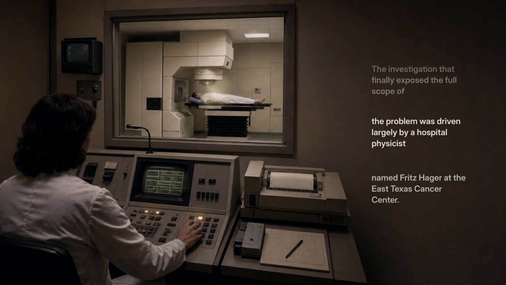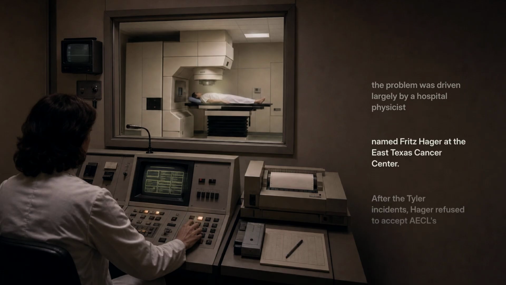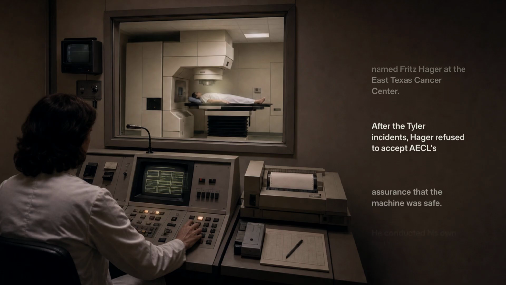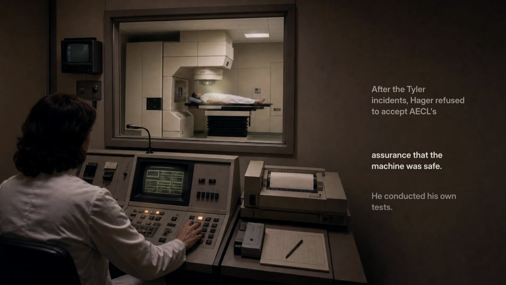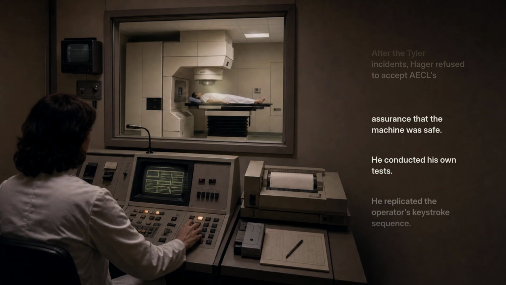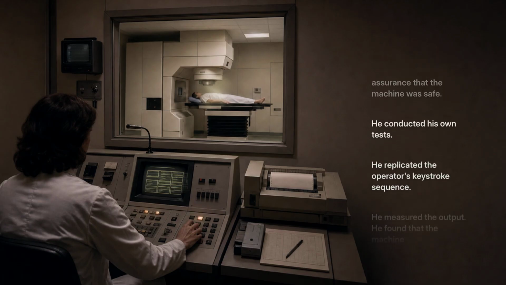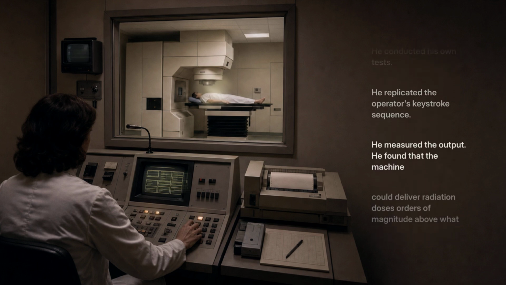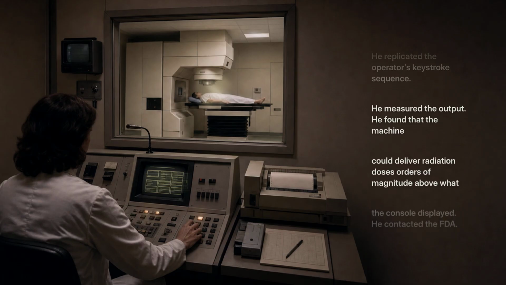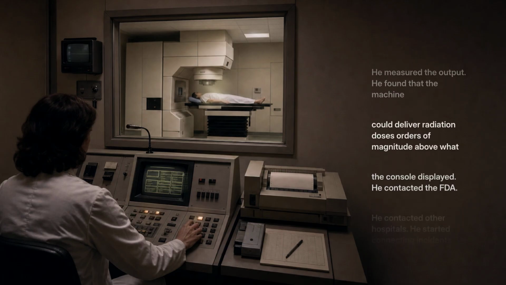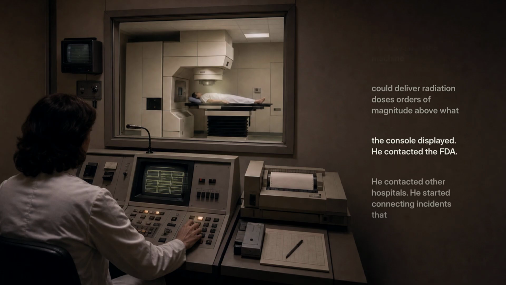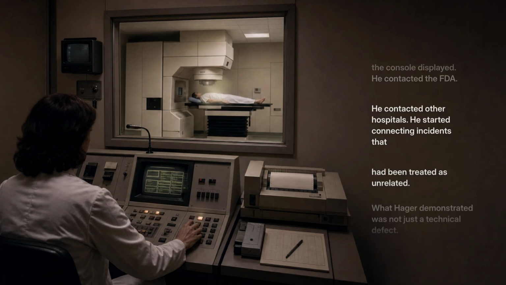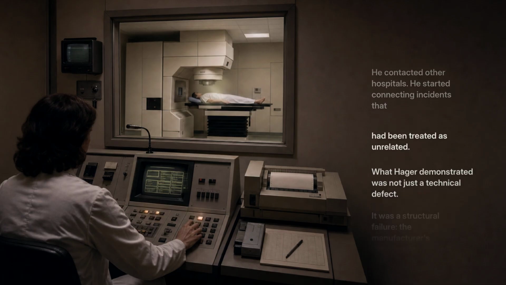The investigation that finally exposed the full scope of the problem was driven largely by a hospital physicist named Fritz Hager at the East Texas Cancer Center. After the Tyler incidents, Hager refused to accept AECL's assurance that the machine was safe. He conducted his own tests. He replicated the operator's keystroke sequence. He measured the output. He found that the machine could deliver radiation doses orders of magnitude above what the console displayed. He contacted the FDA. He contacted other hospitals. He started connecting incidents that had been treated as unrelated.